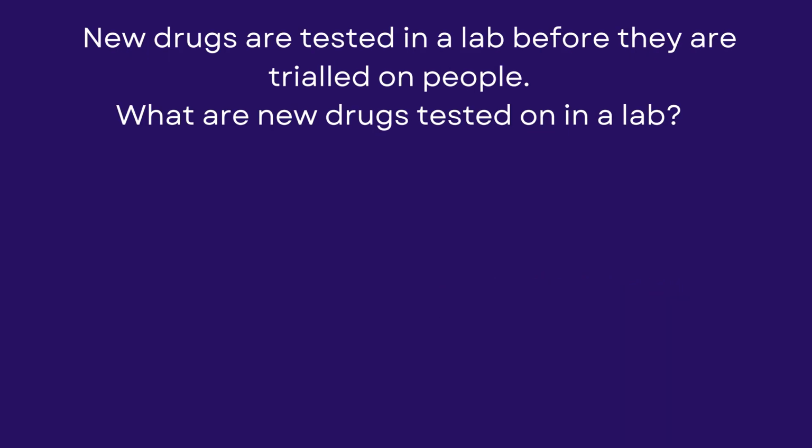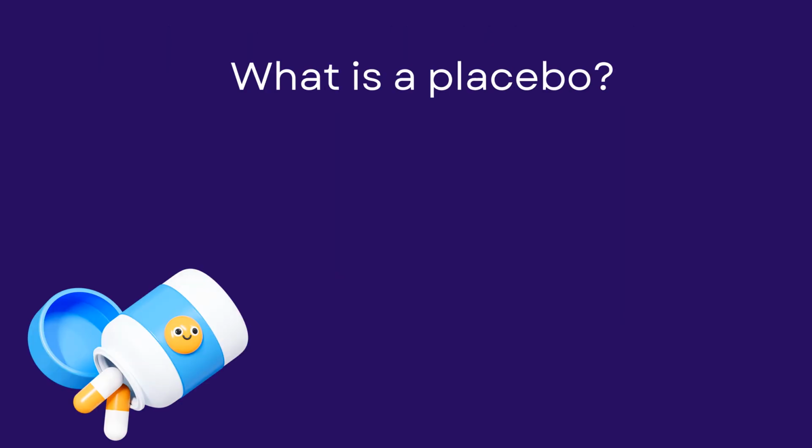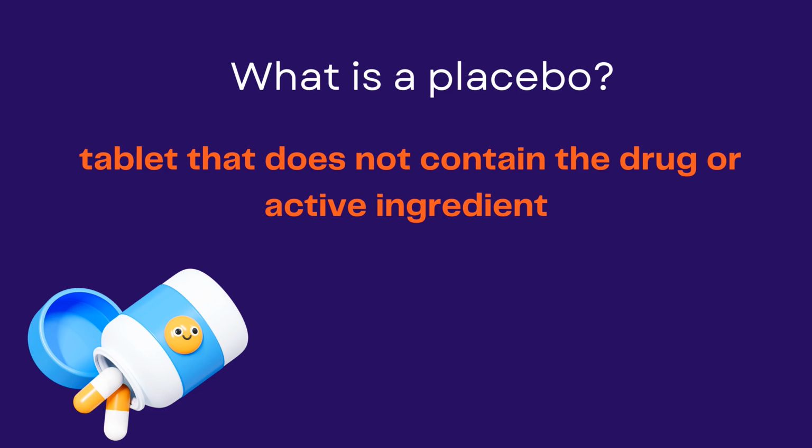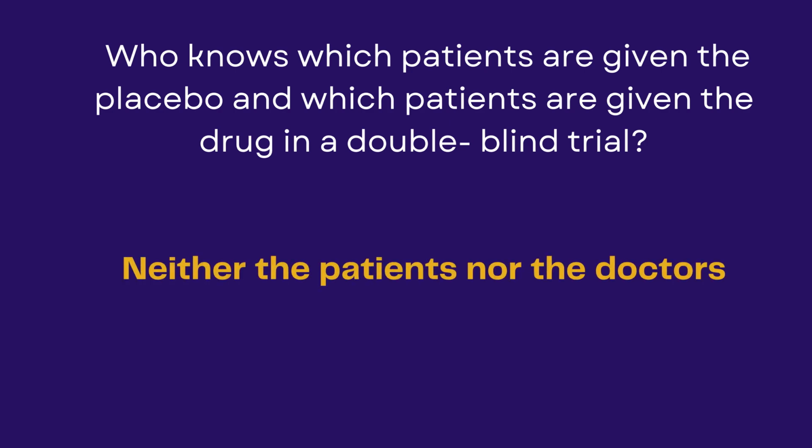New drugs are tested in a lab before they are trialed on people. What are new drugs tested on in a lab? Tissues. They can also be tested on live animals such as mice. What is a placebo? It's a tablet that does not contain the drug or active ingredient, or if you just want to say it's a fake drug. Who knows which patients are given the placebo and which patients are given the drug in a double-blind trial? Neither the patient nor the doctor.